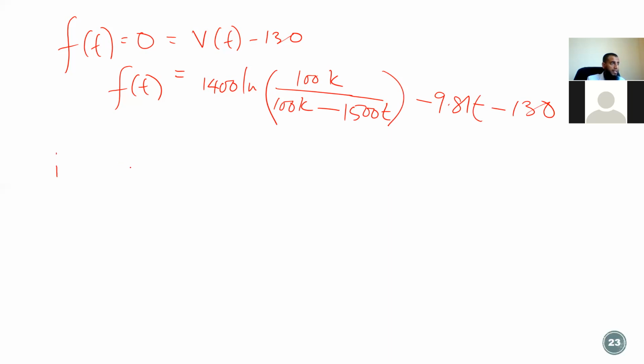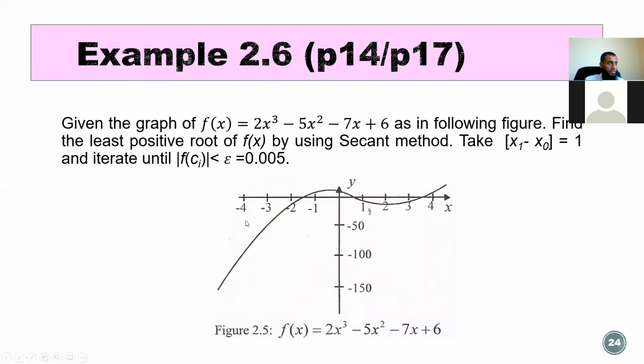So we need iteration, with i, then T, and then f(T). For the first iteration, the interval is given as 10 and 11. Substituting the value 10 into the equation, we get negative 0.5405. And then for 11, we get 14.